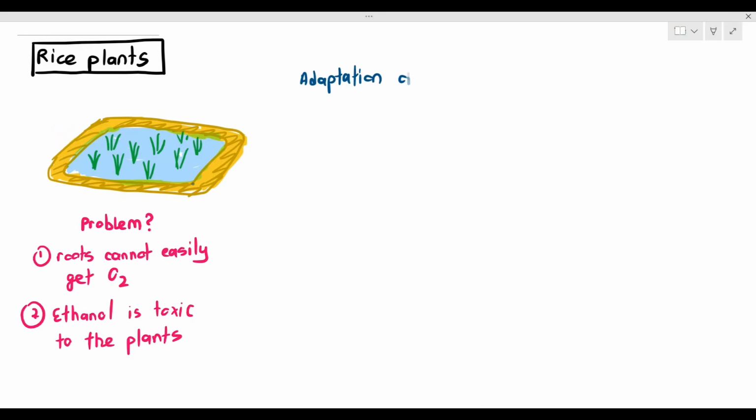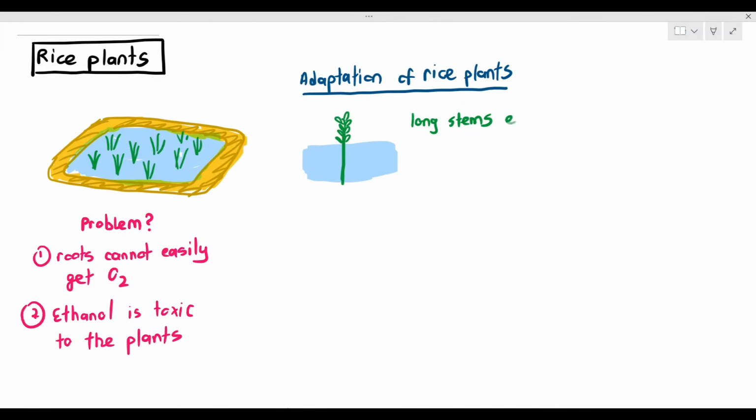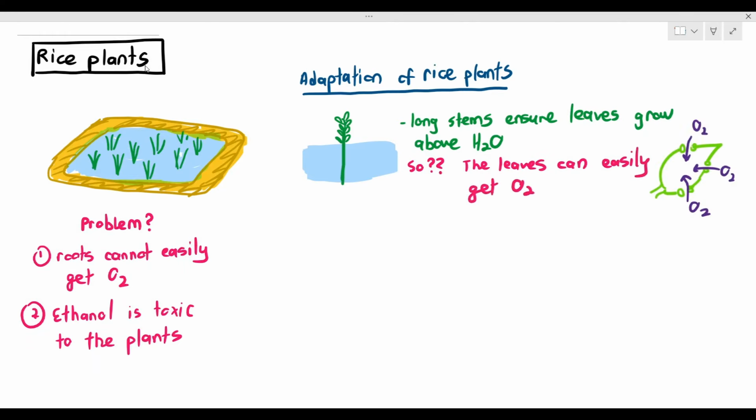So what are the adaptations of the rice plants? The first adaptation is the stem of the plant is extremely long. This is good because it ensures that the leaf is always growing above the water. And why is that a big deal? So that the leaves can easily get oxygen directly from the air through gas exchange. But that doesn't solve the problem, because the leaf can easily get oxygen, but now the roots are the ones that are not able to obtain oxygen, correct?